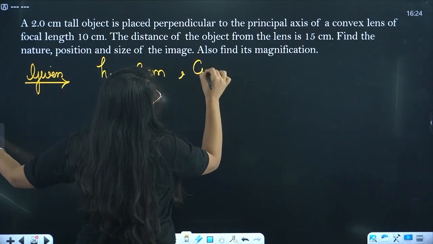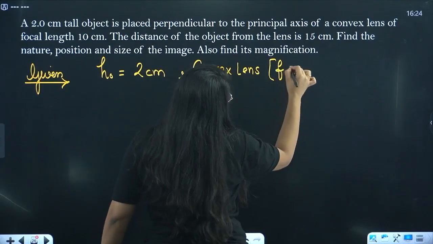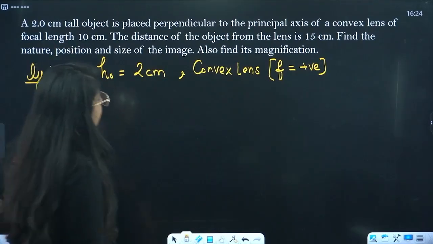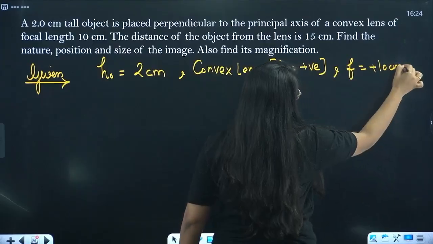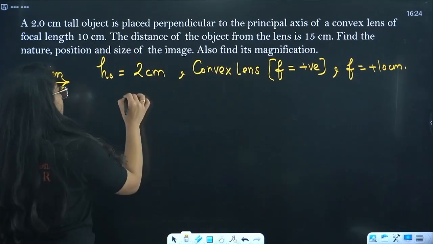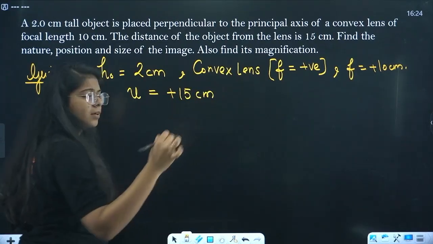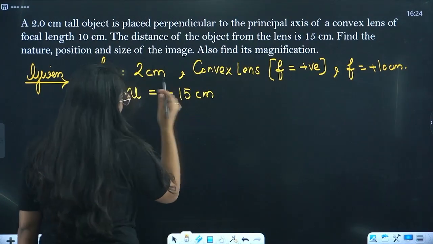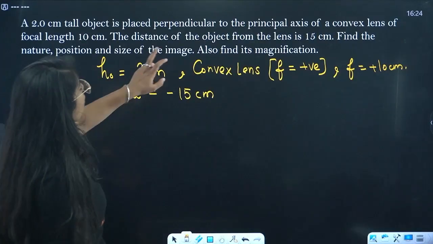So we are given a convex lens. The sign of the focal length is positive. Of focal length 10 centimeter. So focal length beta is plus 10 centimeter. Understood? The distance of the object from the lens is 15 centimeter. Distance of the object from the lens is minus 15 centimeter. Good. If you actually caught that mistake, very good. Minus 15 centimeter. Now done.